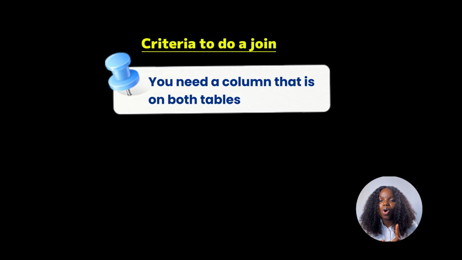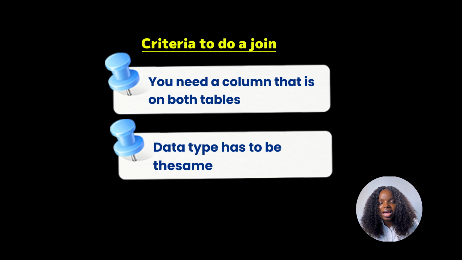So what is the criteria for us to do a join again? You need a column that is on both tables. Data type has to be the same. If your data type is not the same, for example, if customer ID is saved as text and customer number is saved as integer, though the values are the same, you still have to change the customer ID to integer or you change the customer number to text depending on what you need done. But usually we would change the text to integer if everything is number. It wouldn't store in the first place if everything is not number.